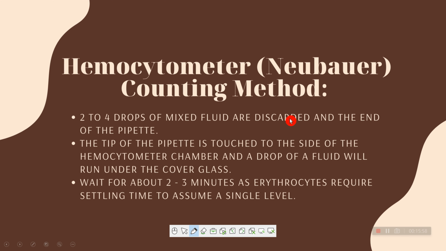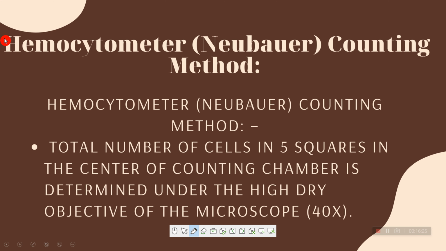Now, 2 to 4 drops of mixed fluid are discarded, and then the tip of the pipette is touched to the side of the hemocytometer chamber, and a drop of fluid is charged using the red blood cell pipette. Then wait for around 2 to 3 minutes, as this is the time required for the settling of the erythrocytes in the Neubauer's chamber. After this the counting is performed.